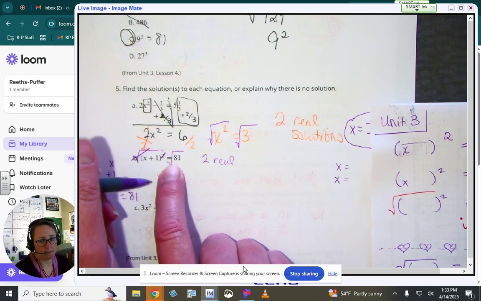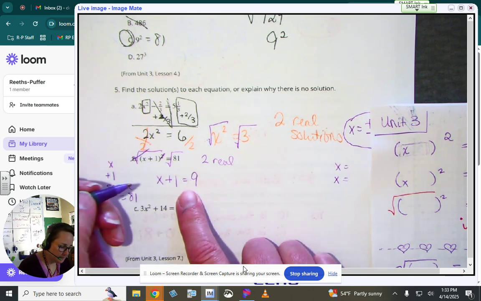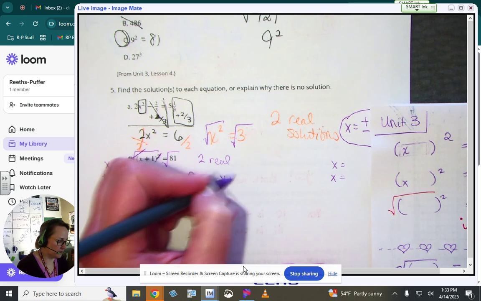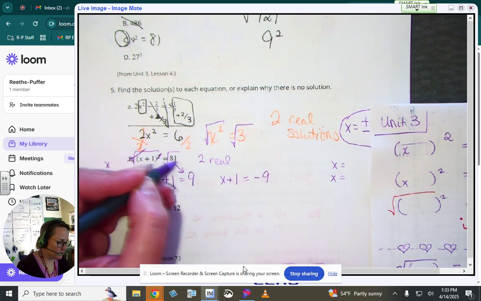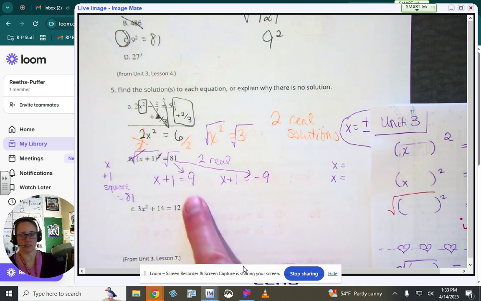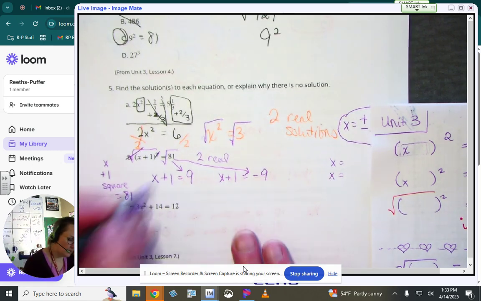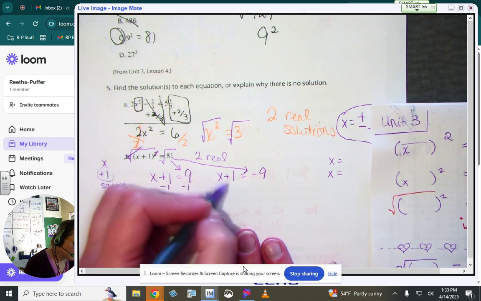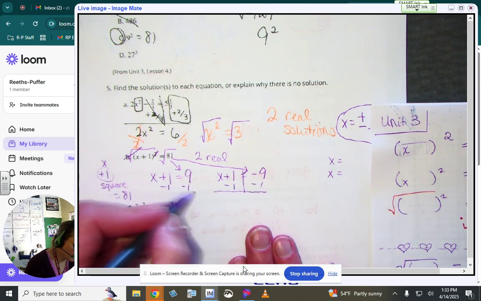X plus 1 equals positive 9, or x plus 1 could equal negative 9. 2 answers, 1 positive, 1 negative. Last but not least, I have to deal with this plus 1. That means I need to subtract 1 from everywhere, both sides of both sets.